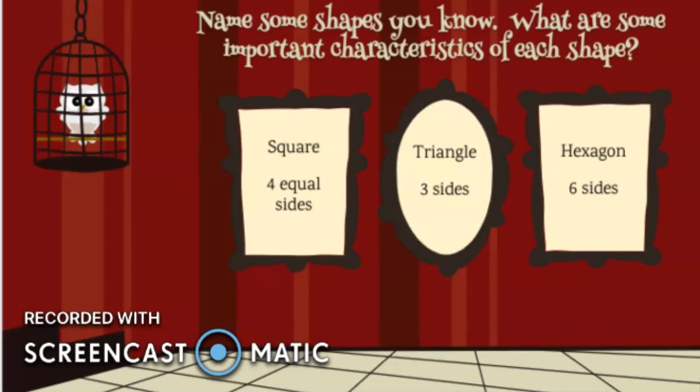Name some shapes you know, and then what are some important characteristics of each shape? So let's think about the ones that are really common to us, like a square. We know that a square has 4 equal sides, that all sides in a square are equal. We also know about a triangle, and a triangle has 3 sides. Sometimes they're all equal, sometimes they're not. And those are called different kinds of triangles, and we'll talk a little bit about those later on. There's also a hexagon that we talked about when we were doing perimeter this week. And a hexagon is a shape with 6 sides, or a polygon with 6 sides.